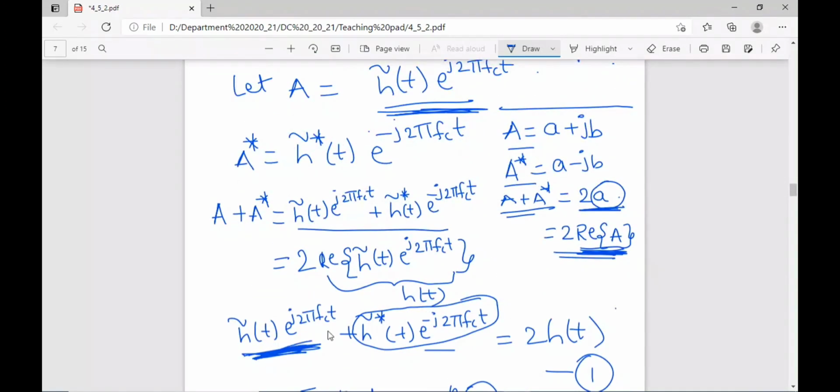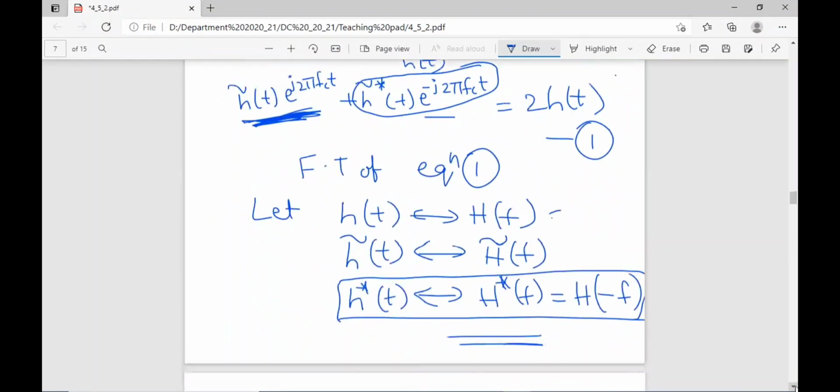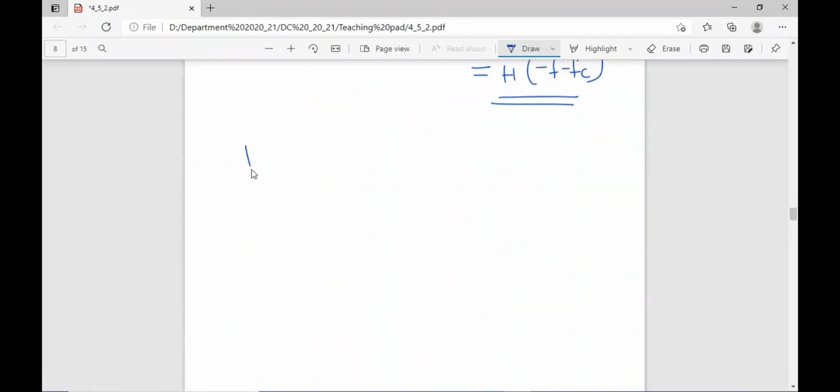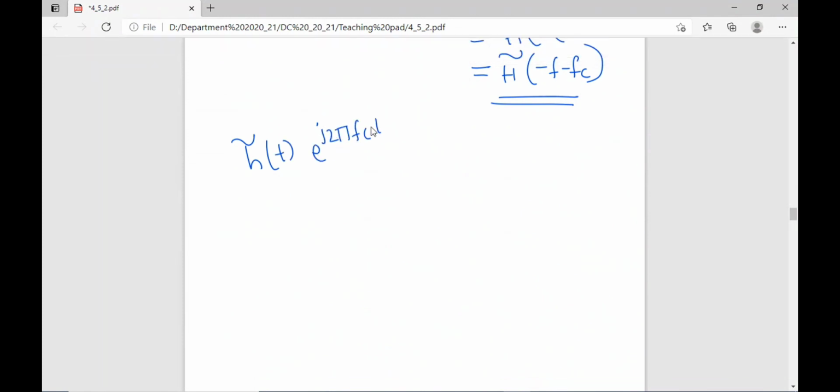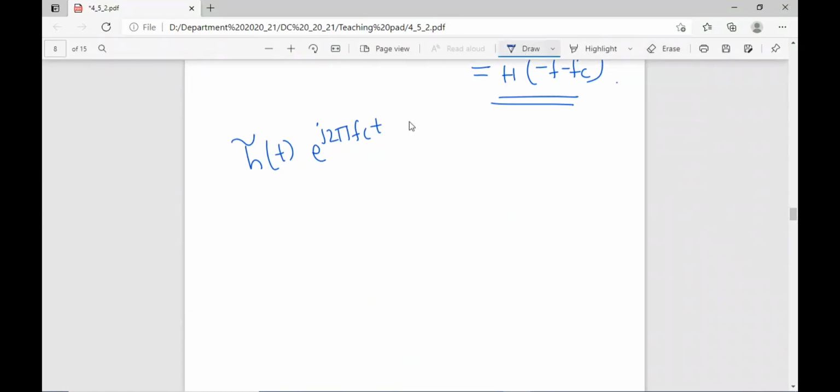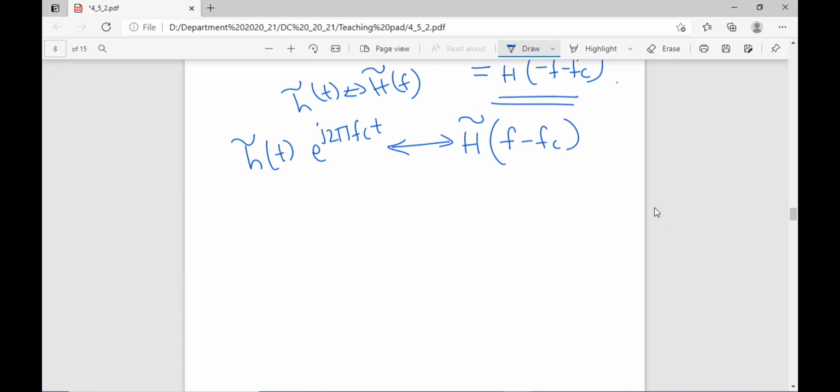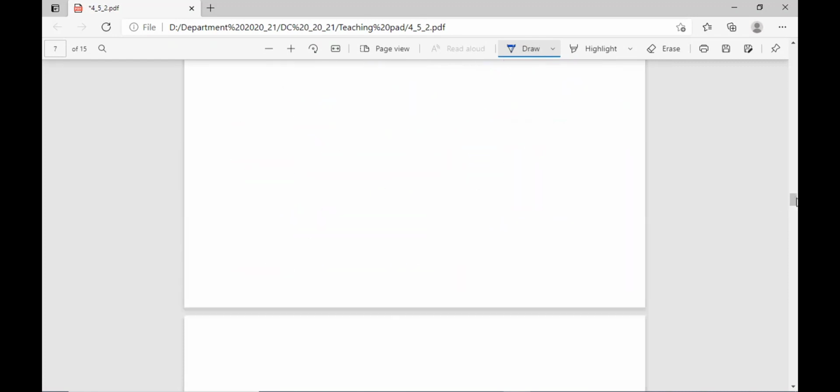In the same way, we'll derive for this also. H tilt of t, h tilt of t e power j 2 pi fct. What will be its Fourier transform? You can just simply write it. If it is h tilt of f, what will be the Fourier transform of h tilt of t e power j 2 pi fct? What will be the transform? H tilt of f minus fc.